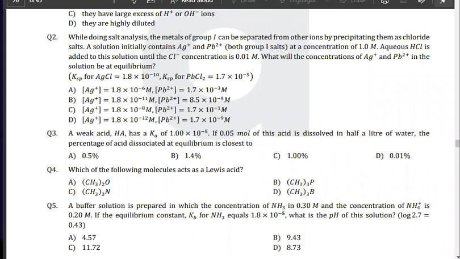Okay, so question number 5. See question number 5, buffer solution, right? A buffer solution is prepared in which the concentration of NH3, a weak base, and the concentration of NH4 plus are given. So basically this is the salt of a weak base. If the equilibrium constant Kb is given, what is the pH of the solution? So this is formula putting and getting, which is pOH is equal to pKb plus log salt by base. Then pH is equal to 14 minus pOH. Right, everyone?